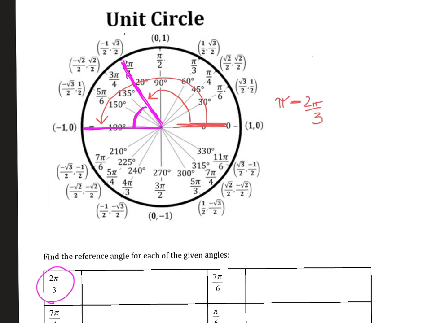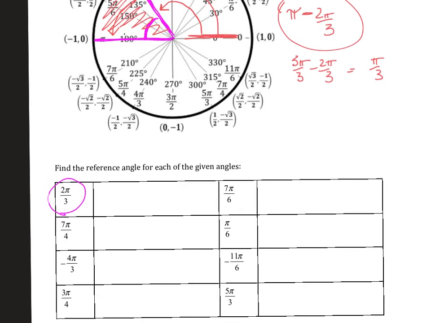So if I take the whole half circle and I take away how much I went, I'm left with this, okay? And if I do this little computation right here and I get a common denominator and I subtract, I get pi over 3. That is the reference angle. So let me write that in, pi over 3. All right, let's try another one.